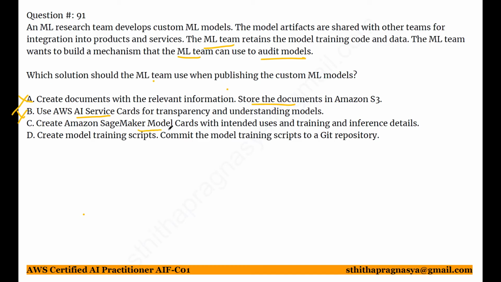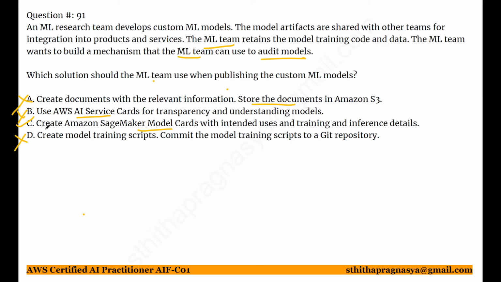And Amazon SageMaker model cards are specifically designed to document details about ML models, including intended uses, training datasets, evaluation metrics, and inference environments. They help maintain transparency, enable audits, and support collaboration across teams. This aligns perfectly with the requirement to build an auditable mechanism for custom ML models. So I guess this is it. The model cards for models, ECR for containers. So this option is the correct option, as SageMaker model cards provide a structured solution for documenting and auditing models.